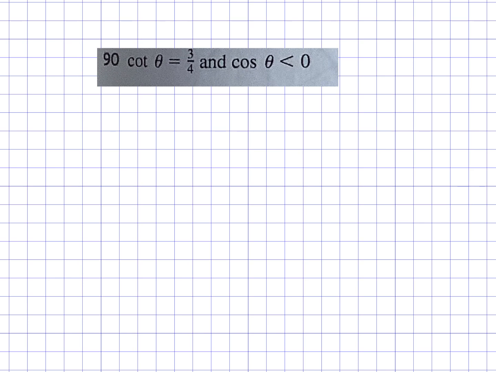Right, cotangent is 3/4, so that's x over y. They're both positive or they're both negative. And there we see that x is negative, so they both must be negative. We are in the third quadrant, where x is negative 3, 1, 2, 3, and y is negative 4, 1, 2, 3, 4.